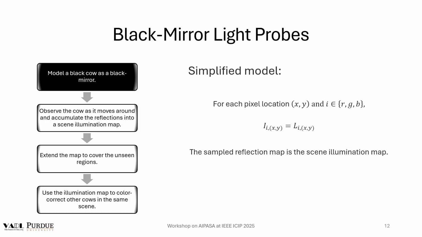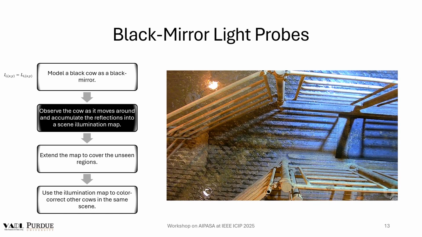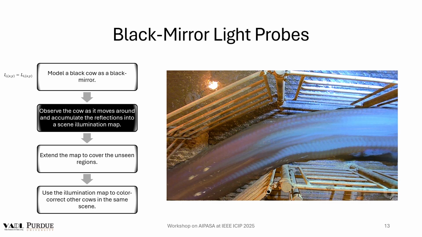This gives us our simplified model for black mirrors. For each pixel location x, y and i in RGB, we have I_i(x,y) equal to L_i(x,y). In other words, the sampled reflection map is the scene illumination map. Next, we observe the cow as it moves around in the scene and accumulate the reflections into a scene illumination map. The black cow paints the illumination map just like a brush painting on a canvas.